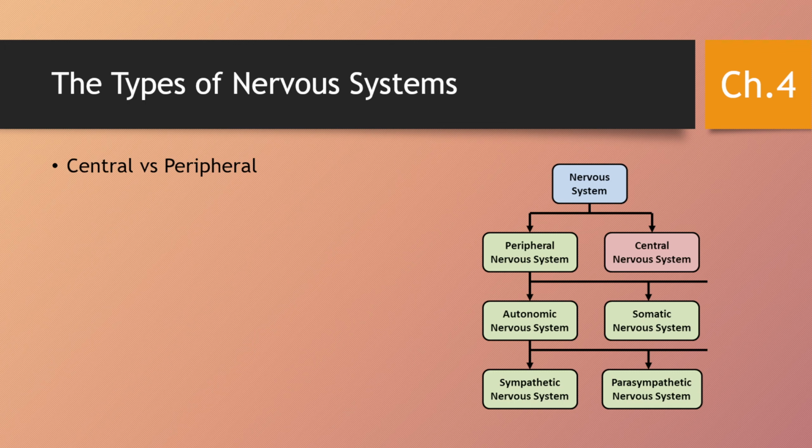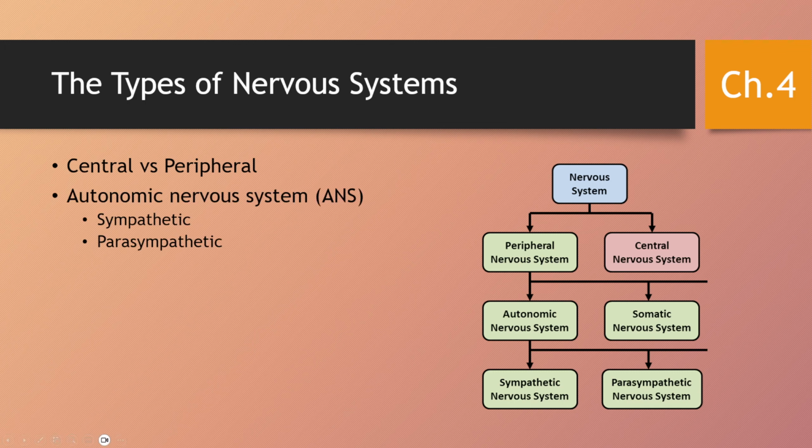And then when we get into the peripheral nervous system, this breaks down into two general categories as well. There are a few others, but we're only going to talk about these ones here because these are the main ones that I like to focus on. So first we have the autonomic nervous system, abbreviated as the ANS. And this itself breaks up into two different components. So this has both the sympathetic and the parasympathetic nervous system.